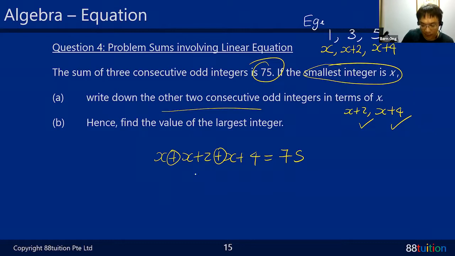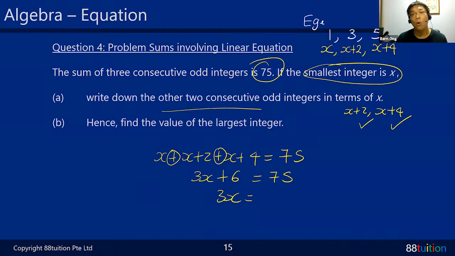x plus x plus x is 3x. Plus 2 plus 4 is plus 6, equal to 75. So you want to find 3x first. Your ultimate aim is to find x. So plus 6, what do you do? 75 minus 6. Do it step by step for your teacher to see. 75 minus 6 will give you 69, is it? And how do you find a single x? 69 divided by 3 will be 23.